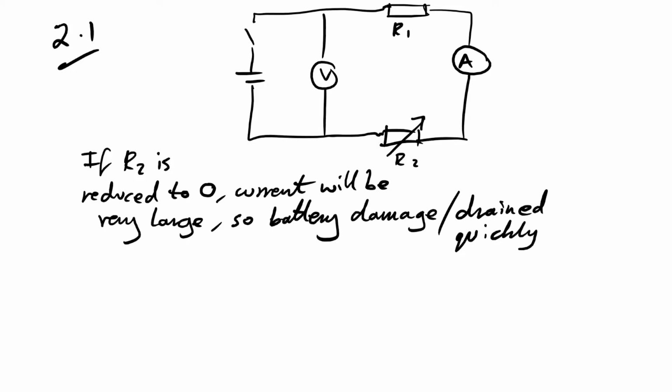And actually, it means the EMF will change as well if that happens, because the EMF of batteries does change a little bit as it drains. Or you could just not decrease the variable resistor down to 0, but whatever.